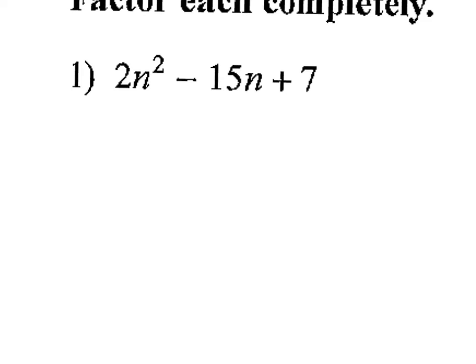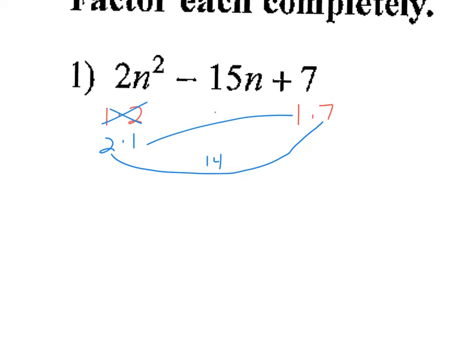So the list of factors of 2 would just be 1 times 2. And then the list of factors of 7 would just be 1 times 7. Now remember, you're doing your outside times your inside. So we have 7 and 2, that's not going to give us a 15. So remember, when something like that happens, you've got to flip. Now I've got 2 times 7 is 14, and 1 times 1 is 1.